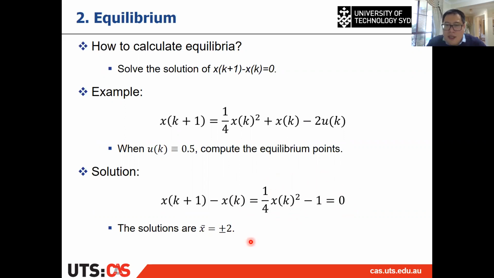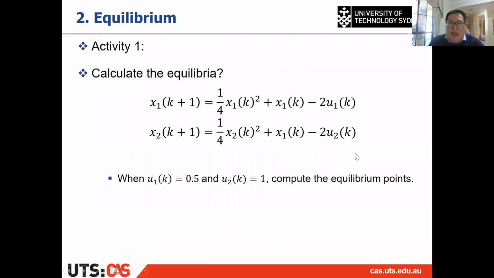And in this case, x bar is equal to 2 or minus 2. So there are two equilibrium points in this case. One equilibrium point is x bar equal to 2 and u bar equal to 0.5. And the other equilibrium point of this system is x bar equal to minus 2 and u bar equal to 0.5. So there are two equilibrium points in this nonlinear discrete time system. And you know how to calculate the equilibrium point already.